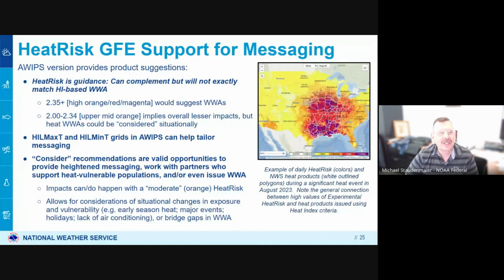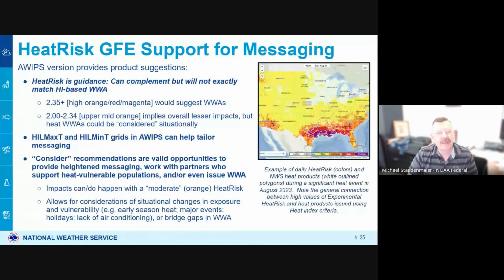These recommendations are based on utilizing those pre-rounded non-integer results from the 24-hour equation, leveraging those values between 2.0 or the mid-orange category up to 4 or magenta. The entire range of orange heat risk are not utilized in making a product recommendation or consideration, as that would lead to product fatigue. But heat risk will likely make more recommendations for action than our traditional thresholds due to an enhanced focus on those more at-risk populations.